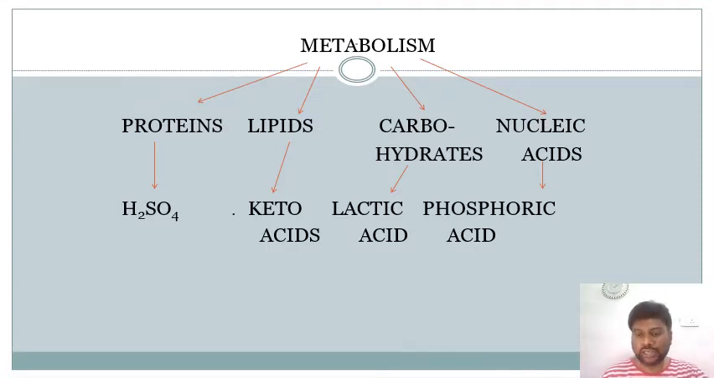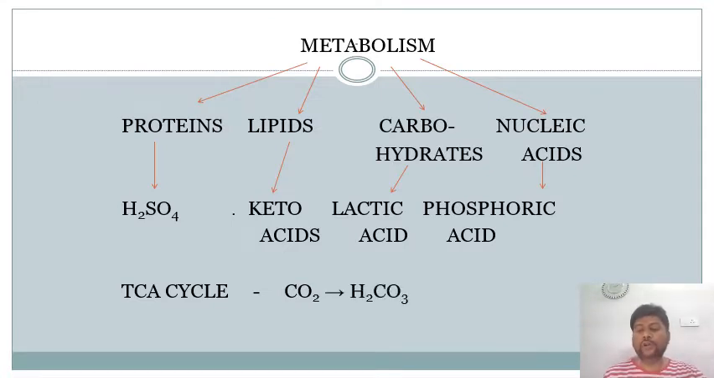In addition to all this, in the TCA cycle, which is the final common oxidative pathway of all these nutrients, we will be getting carbon dioxide. When this carbon dioxide dissolves in water, it produces carbonic acid. So all these acids will try to decrease the blood pH very drastically.